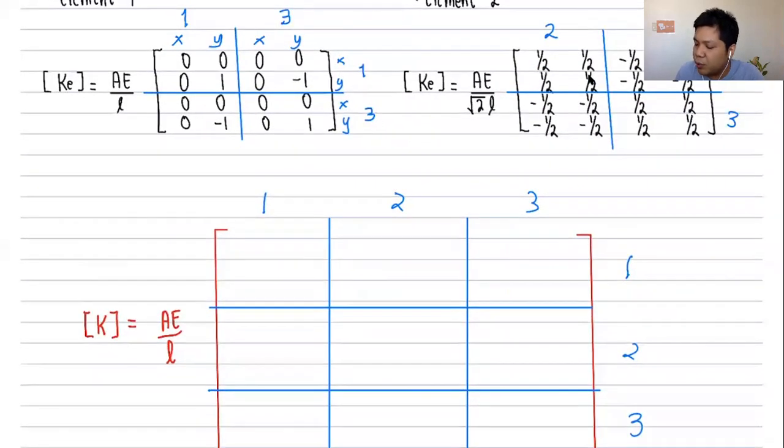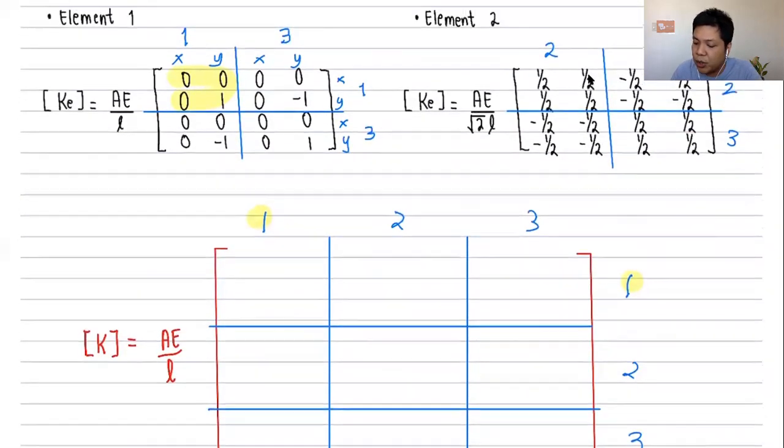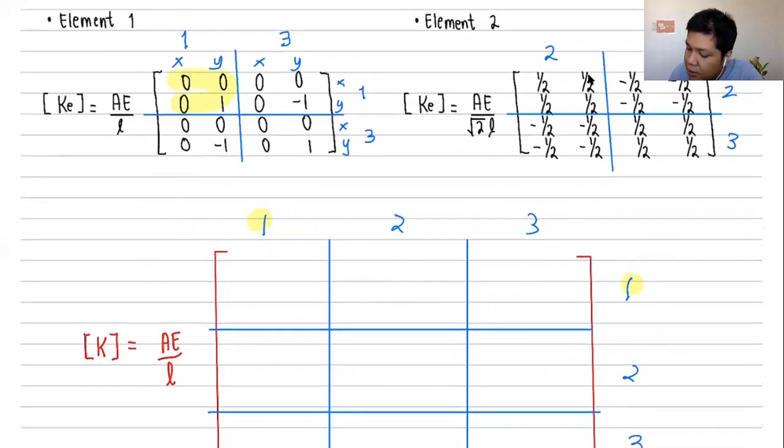We can just substitute. We look at row 1, column 1 over here. Going back, where can we see row 1, column 1 in our element stiffness matrices? This is row 1, column 1. So I'll just copy 0, 0, and 0, 1. That's for the X and Y. Next, how about row 1 and column 2? We don't have that combination, so that's just 0, 0, 0, 0.